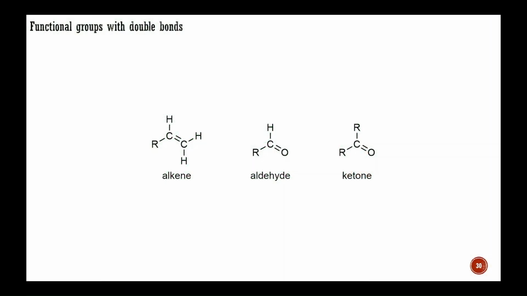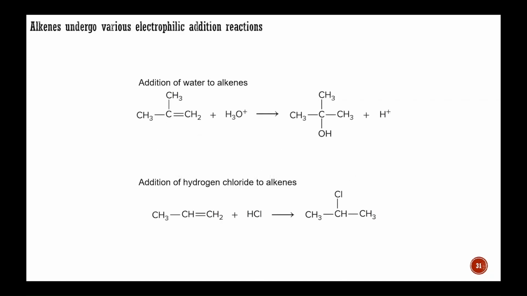The most important functional groups with double bonds are the carbon-carbon double bonds in alkenes and the carbonyl groups in aldehydes and ketones. Both are present in many organic and biological molecules. The most common reaction type for functional groups with double bonds is addition. Alkenes undergo various electrophilic addition reactions. Their electron-rich double bond is readily attracted to the partially positive hydrogen atoms in hydronium ions and hydrohalic acids, leading to the formation of alcohols and alkyl halides, respectively.